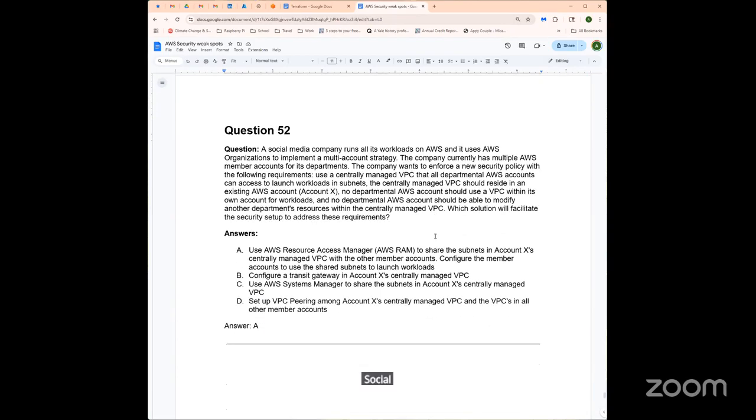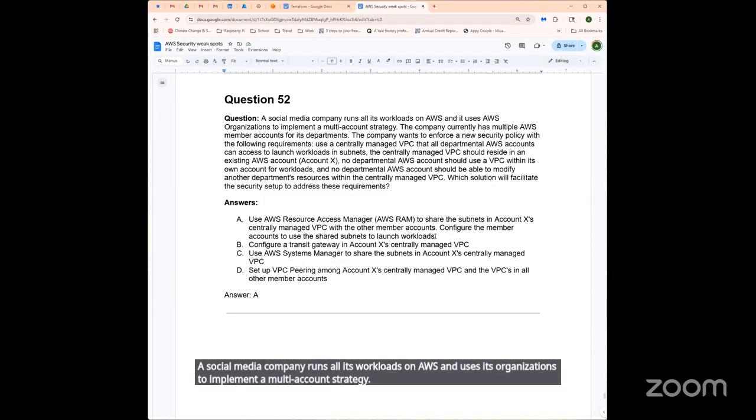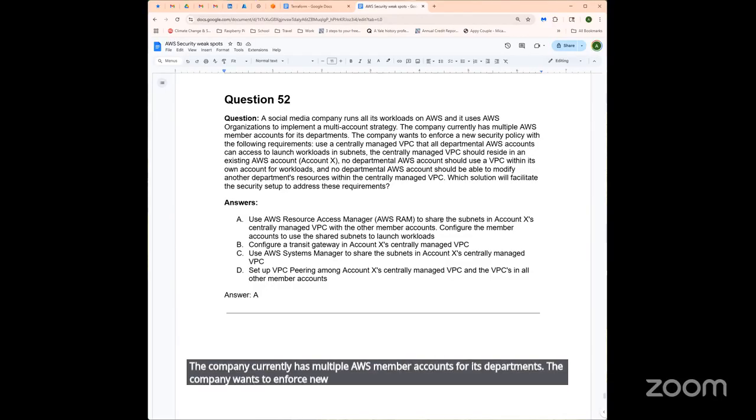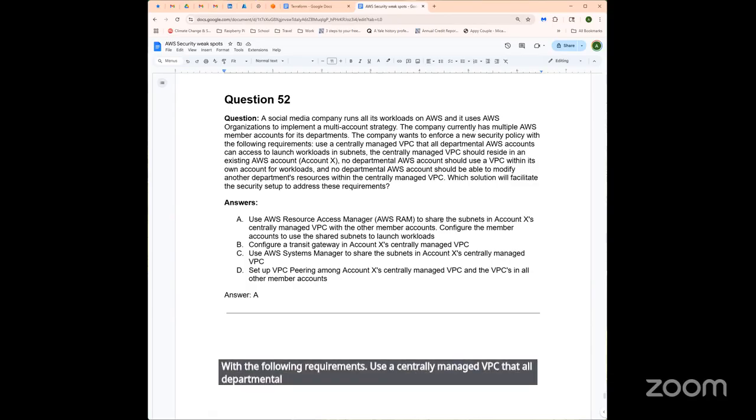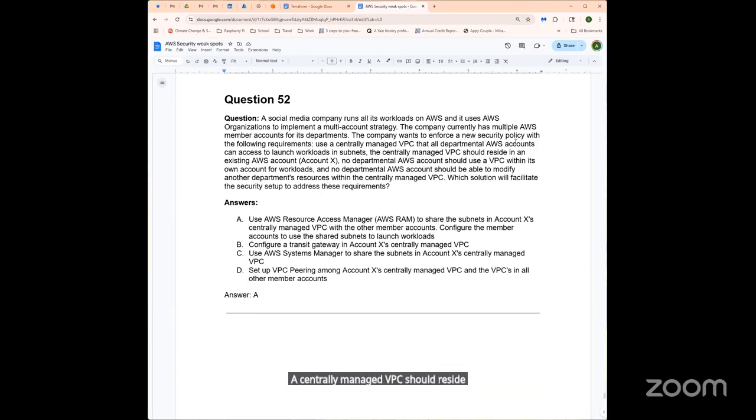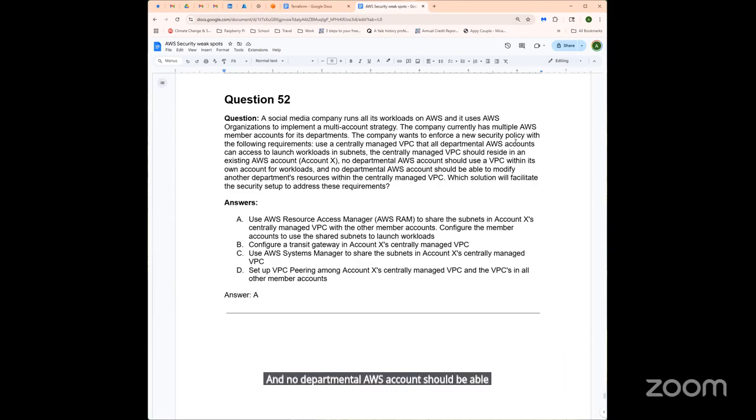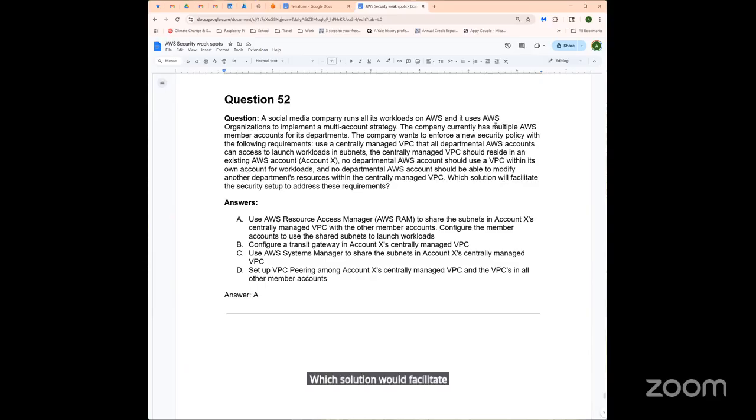A social media company runs all its workloads on AWS and uses AWS Organizations to implement a multi-account strategy. The company currently has multiple AWS member accounts for its departments. The company wants to enforce new security policies with the following requirements: use a centrally managed VPC that all departmental AWS accounts can access to launch workloads in subnets. The centrally managed VPC should reside in an existing AWS account, whatever the account name is, right? No departmental AWS account should use a VPC within its own account for workloads. And no departmental AWS account should be able to modify another department's resources within the centrally managed VPC. Which solution would facilitate the security setup to address this?